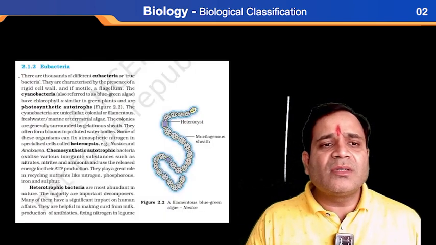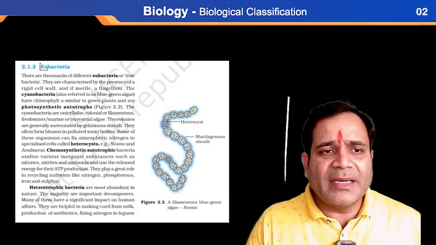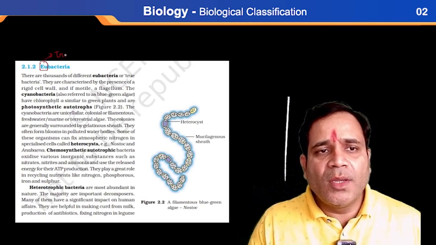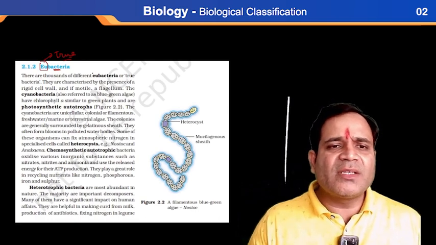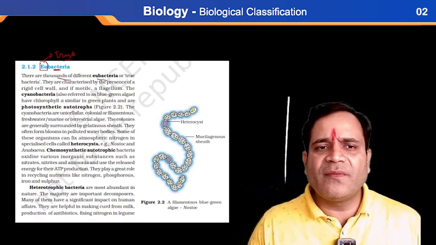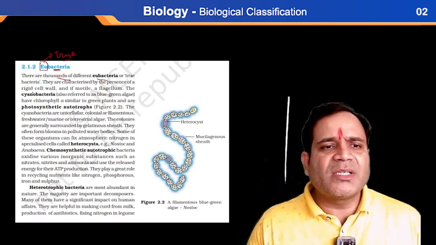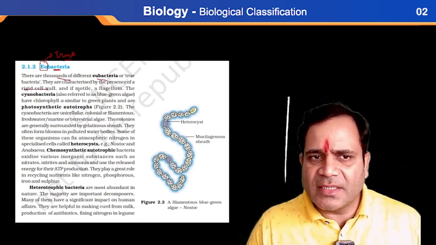Now, what about the eubacteria? My dear, what does eu mean? True. So eubacteria means true bacteria. Here, thousands of different eubacteria are characterized by the presence of a rigid cell wall. Some are motile.